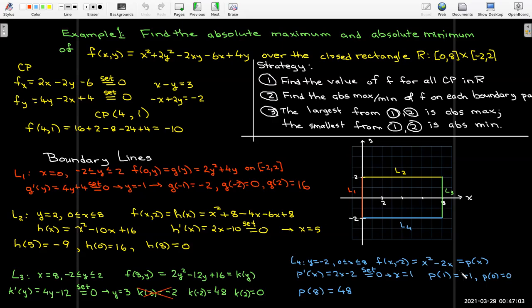Both of those are 0. P of 8 should be the same as k of -2, and they are both 48. So we feel good about that. We've got some confidence that we got the right values.